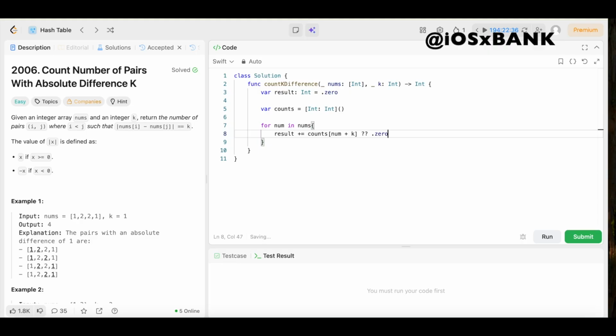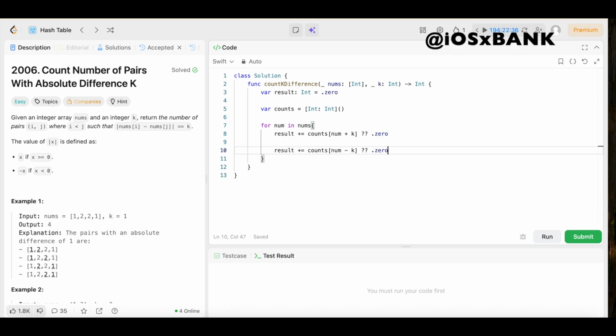Boom. Likewise, if we've previously seen num minus k, then the absolute value of num minus (num minus k) equals k. So those occurrences also form a valid pair. So we'll come underneath this and we'll say result plus equals counts square bracket num minus k, come outside of that, question mark, 0, because it's an optional.